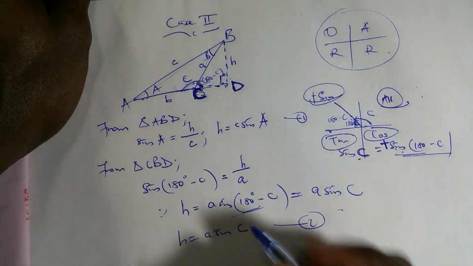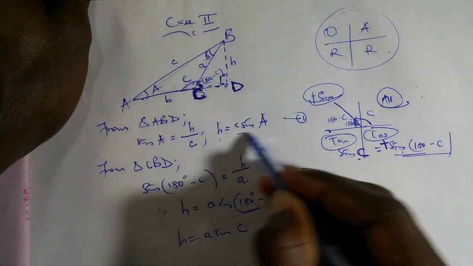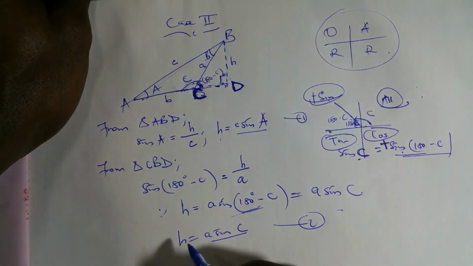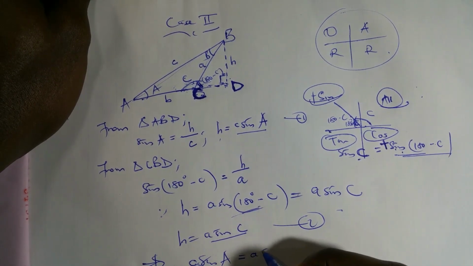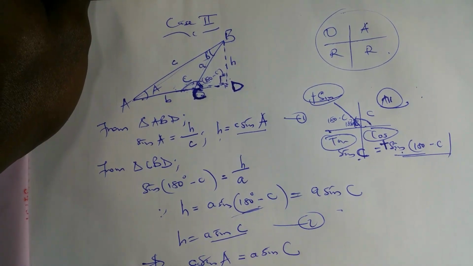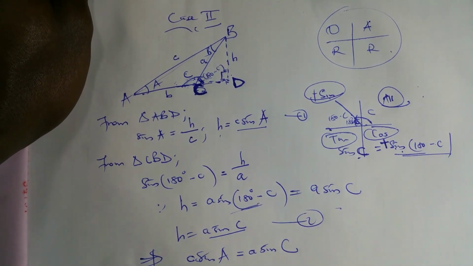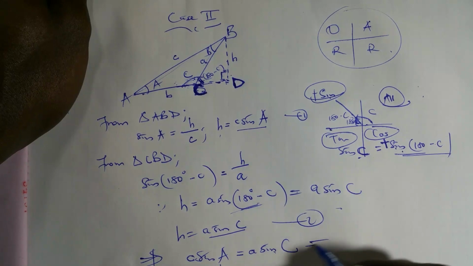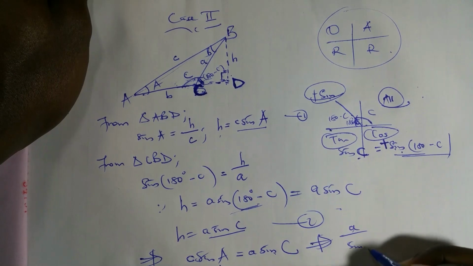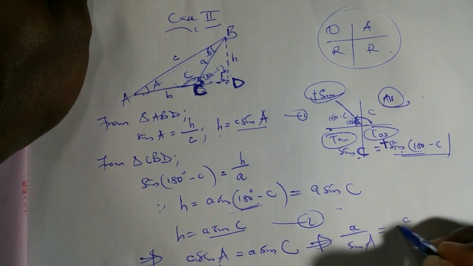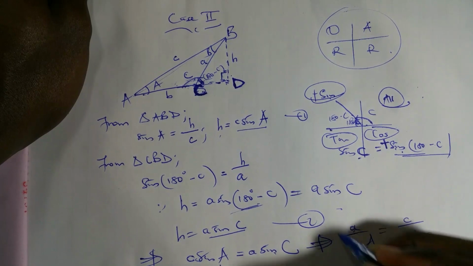Equation 2. They are equal, H. That means C sine A and A sine C are equal. So it implies that C sine A equals A sine C. Okay, that's what we have. So if you divide throughout by sine A, like what we did in the video before, and divide throughout by sine C, you're going to come out with something like this, which implies A out of sine A equals C out of sine C.